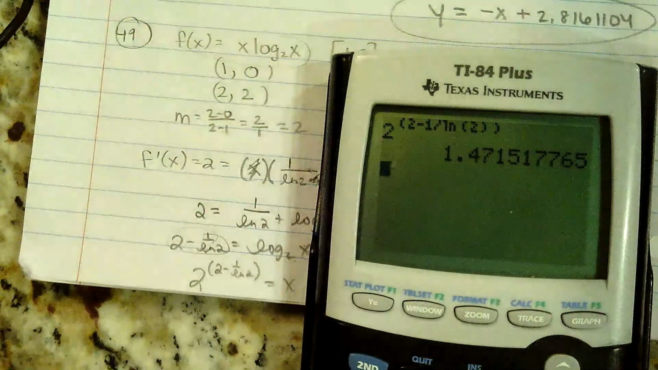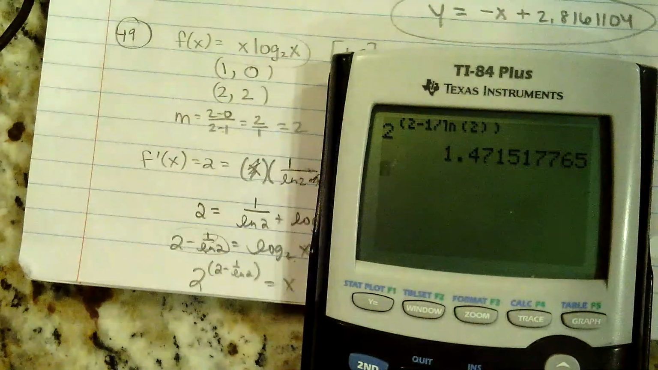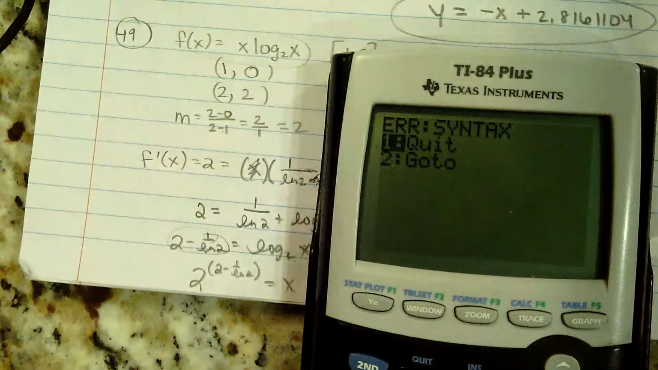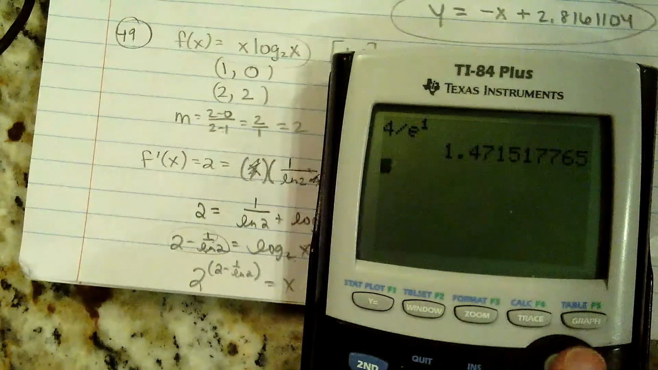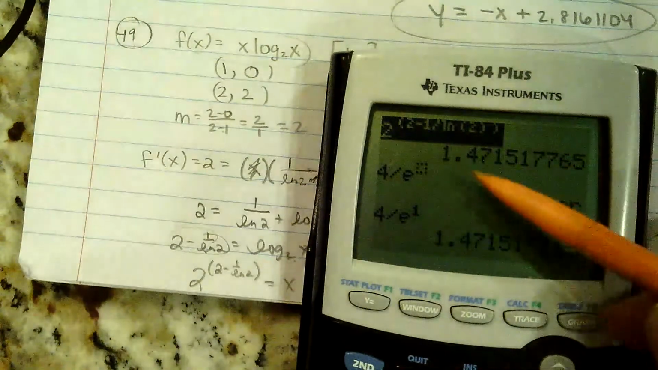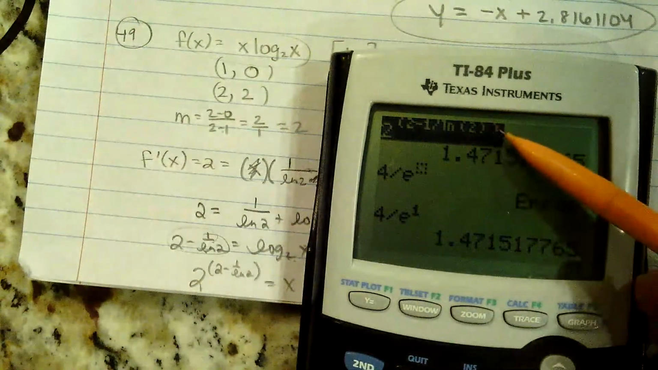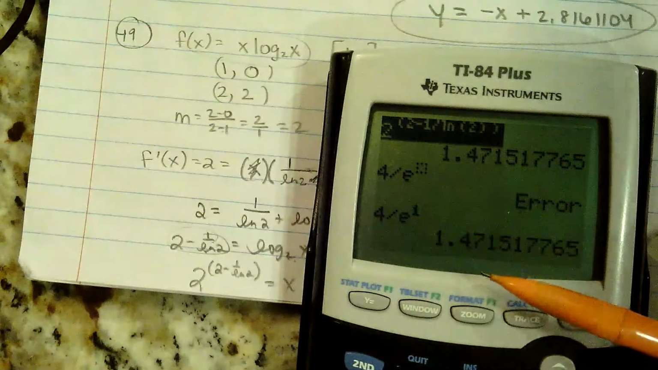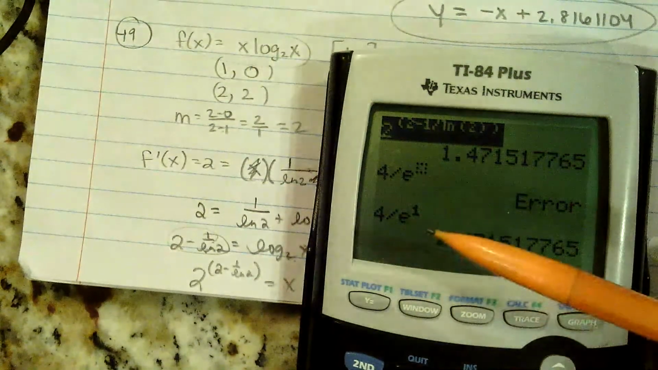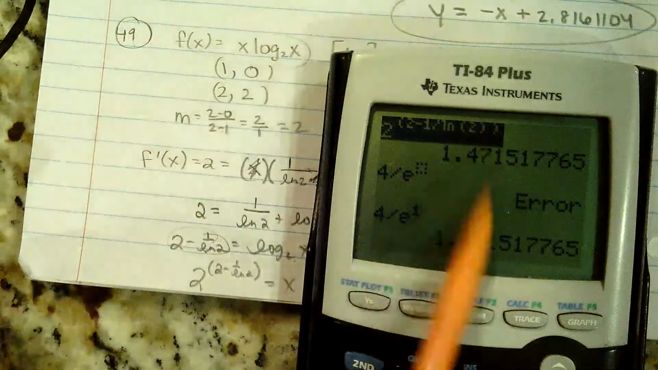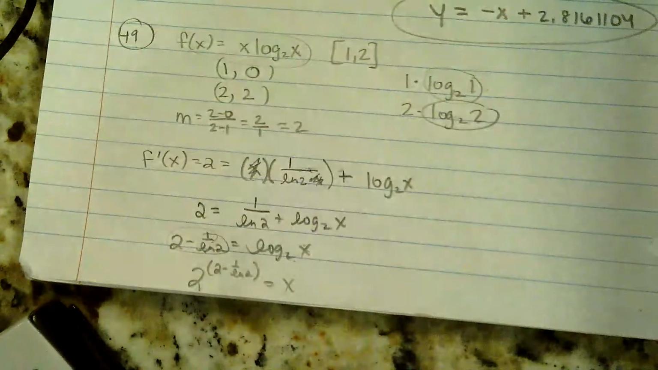0.47. Bear with me for a second. So that's what I got. This is what their answer is, 4 over e. I think I know how they're doing that, but they're obviously the same decimal, so that's your answer.